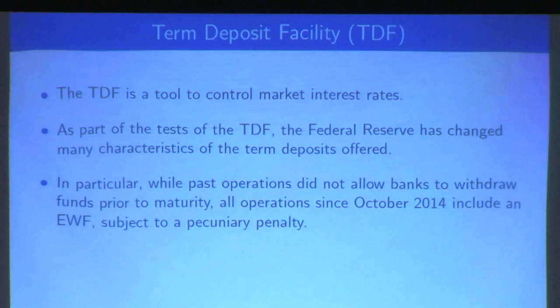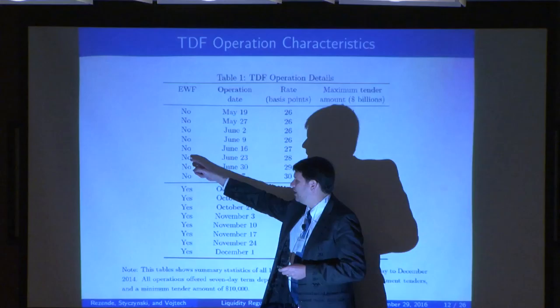Unfortunately, we could not do a full-blown investigation by randomizing rates and things like this, but we could change a bit the characteristics to better understand bank demand for this. Now, the key characteristic that changed is, as I mentioned, the early withdrawal feature. So before, we didn't have this early withdrawal feature, and in October, this feature was introduced.